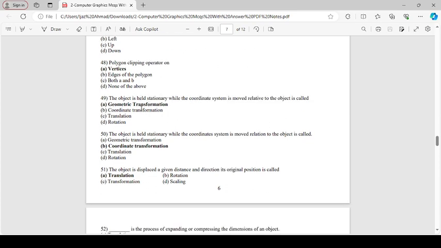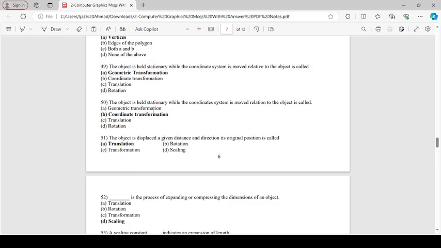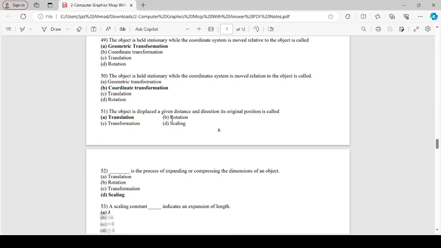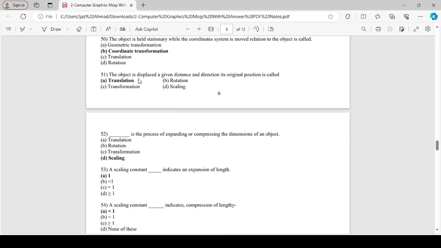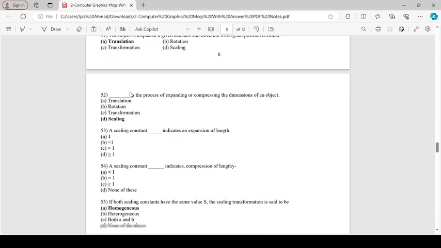The object is held stationary while a coordinate system is moved relative to the object is called geometric transformation. The object is held stationary while the coordinate system is moved relative to the object is called coordinate transformation. The object is displaced a given distance and direction from its original position is called translation.